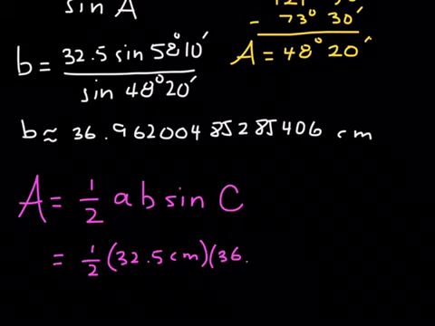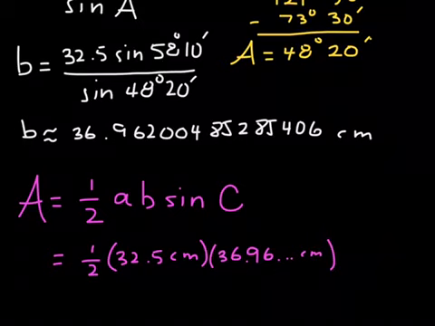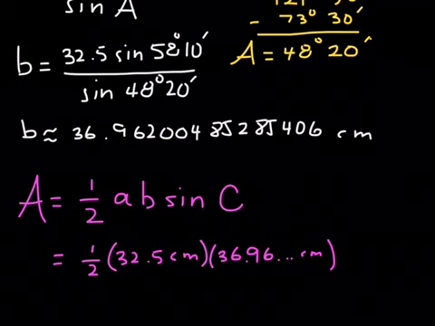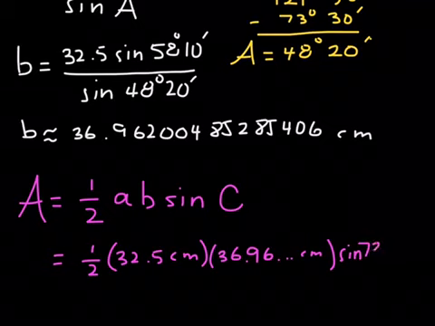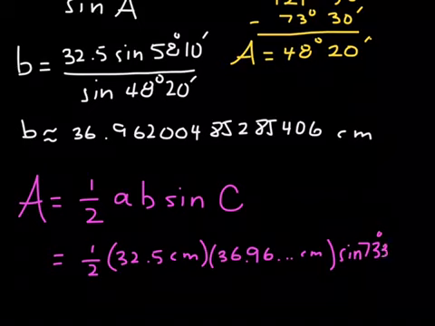I'm not going to even write it all. I'm just going to do, etc. It's right up here still on the screen. That's what B is. Times sine of angle C. Angle C, what was it? 73 degrees and 30 minutes. Let's see if I can fit this in here, folks. That looks a little strange.